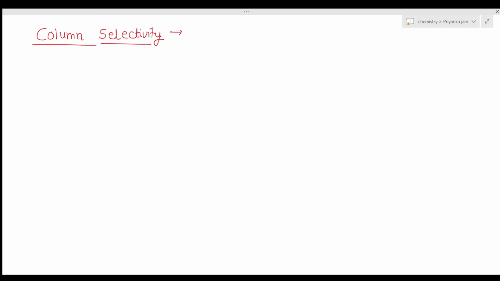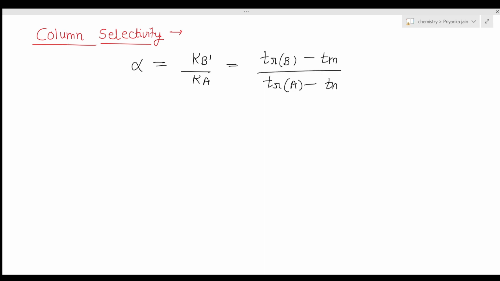Now the next term is the column selectivity. The relative selectivity of a chromatographic column is given by a selectivity factor called alpha. Alpha is equal to KB dash upon KA dash. This is actually TR of B minus TM divided by TR of A minus TM. By this we can find out the column selectivity, how much selectivity there is for one type of solute. You can find it out with the help of this formula.